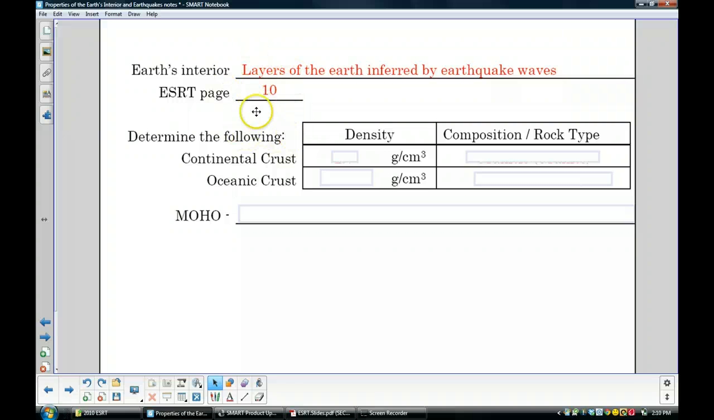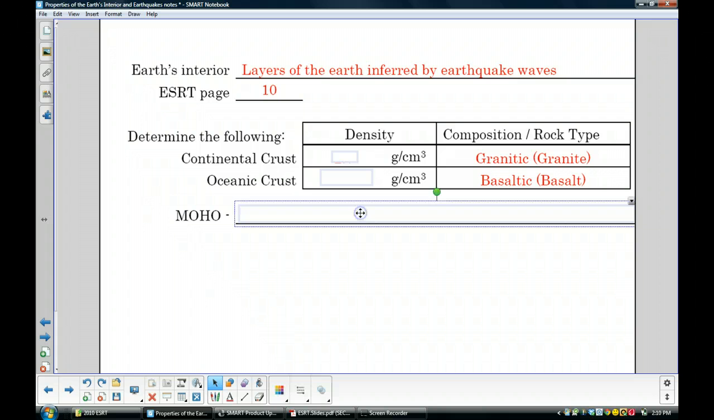If you look at the top right of the Earth Science Reference Table, you'll see the density and composition. The composition's not in there, but I'll give you those. The composition of the continent is a type of rock called granite, and the oceans are made out of something called basalt. The values for those are on the reference table, so I'll have you fill those in.